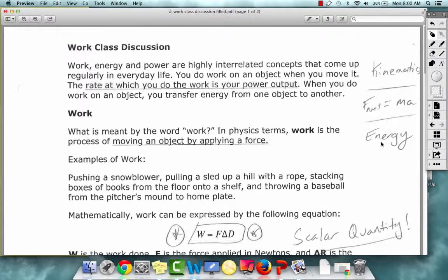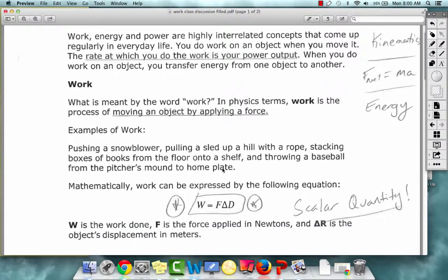Energy turns out to be an interesting way to look at things in terms of does an object gain energy, lose energy, or just keep the same energy. So that's what this discussion is about, getting into this idea of energy. And work is a form of energy. In physics, the idea of work is the process of moving an object by applying a force. So the object has to be moved by applying a force. Some examples of work would be pushing a snowblower, pulling a sled, moving books from the floor to a shelf.